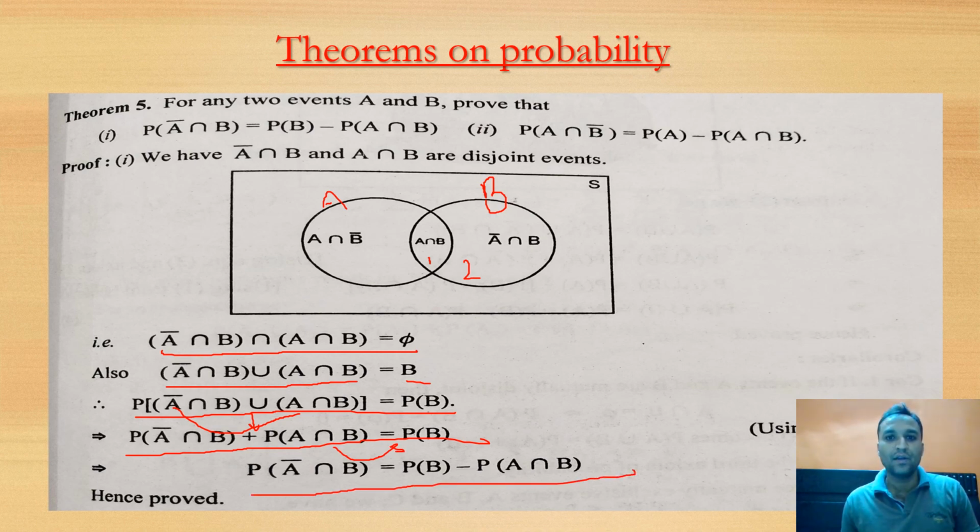is equal to this. Similarly, you can prove the second part. Whenever you have to prove the second part, you have to take the intersection of this and this part. Okay.